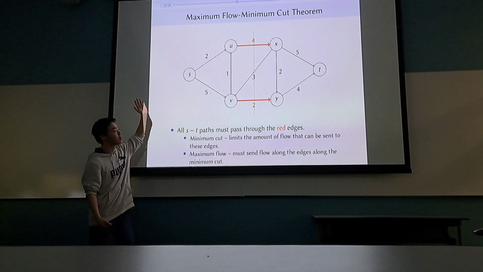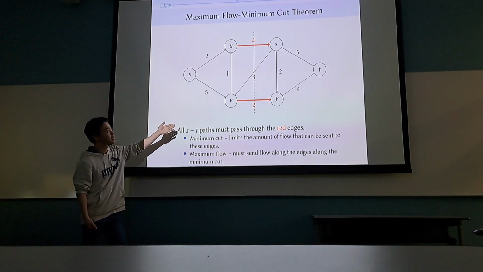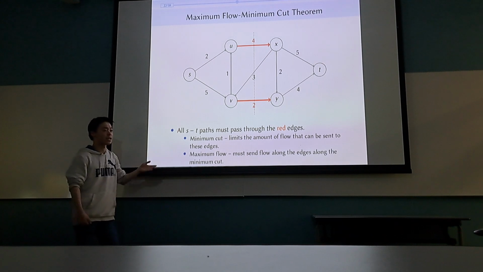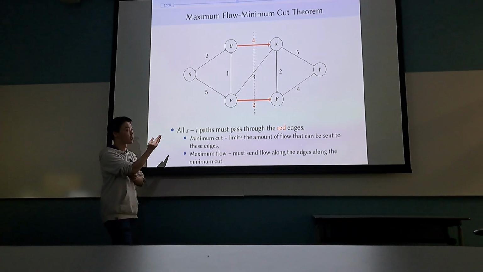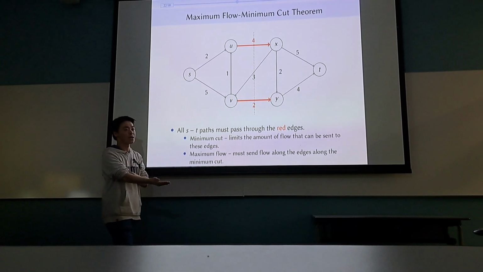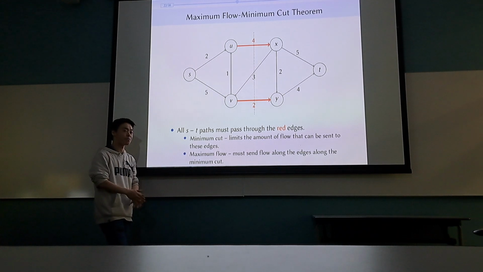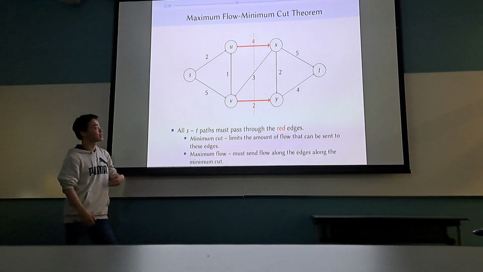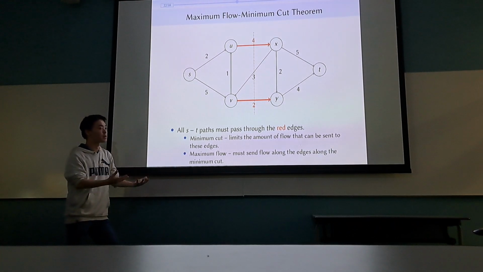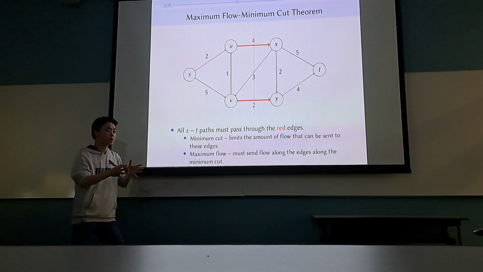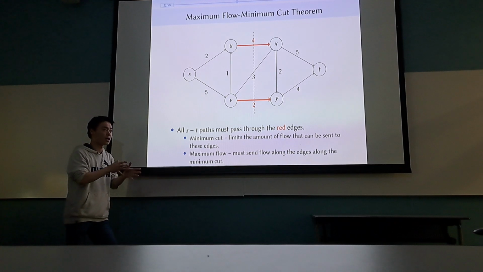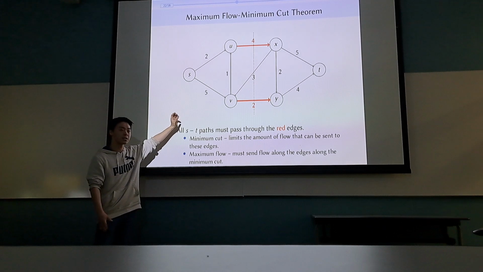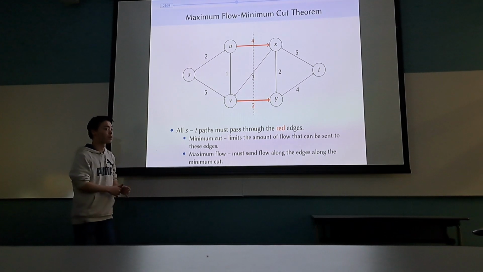So I will cut through some of the edges, and they're going to cross the edges with some weight, and I'm going to sum over all of that weight. Now the intuition behind this theorem is basically saying that the minimum cut tells you the actual bottleneck of your maximum flow, because you have to send all of the flow along these edges when you're performing your maximum flow.